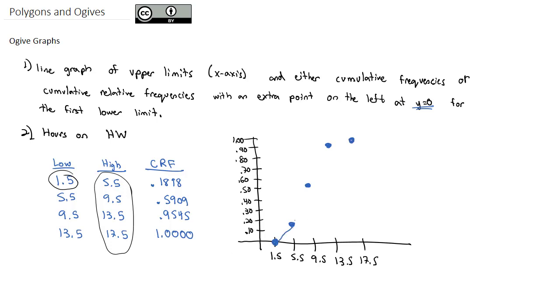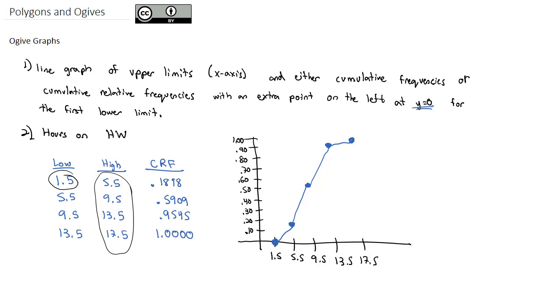And so when we connect these lines, we see our sharp increases in the middle and the gradual ones on the edges. That ends up being our ogive graph, graphing the cumulative relative frequencies in relationship to the higher end of each bin or each class, with one extra point on the left representing the first lower limit at 0.